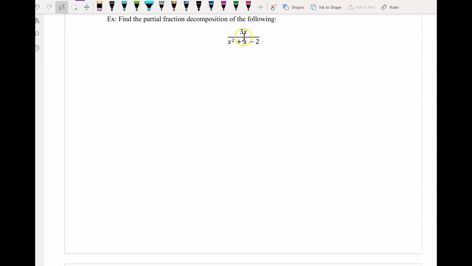So let's do this next example. So 3x over x squared plus x minus 2. All right, so let's go ahead and set up the problem. And let's start off with factoring it. So 3x divided by, so x here, I'm going to have a 2 and a 1 there. And this should be a positive, and this should be a negative.